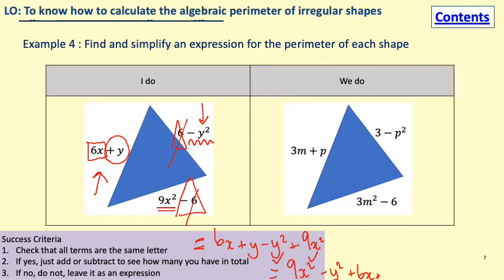So the terms with a higher order, so the x squareds, I've written them first, then I've written the plus 6x plus y. So it's the exact same answer, I've just rearranged and put them in a different order. So if you can now pause the video and give yourselves 45 seconds this time, trying to solve the fourth we do.